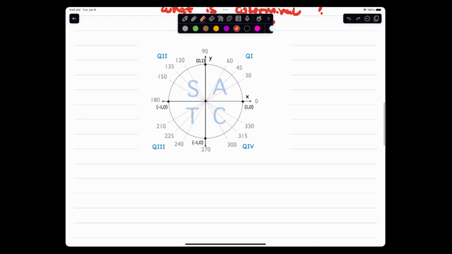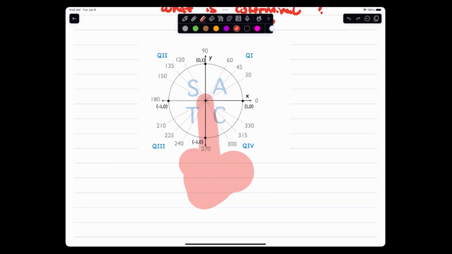Trying to draw an arrow. Sorry, maybe it doesn't like. Okay, I'm going to do it over here.